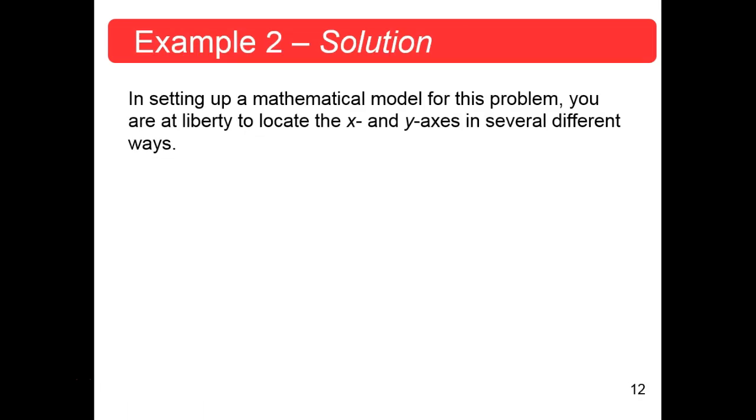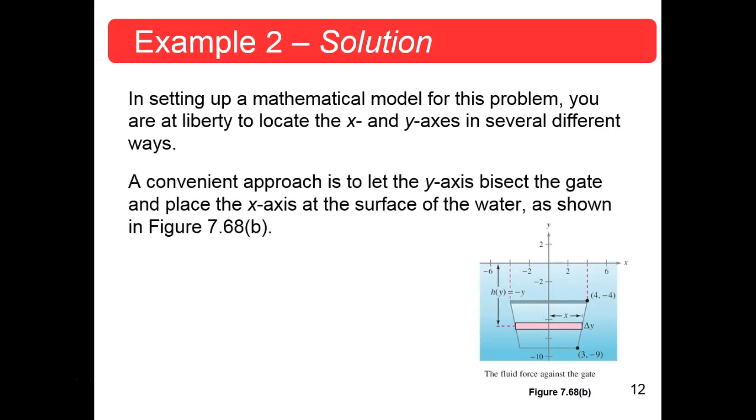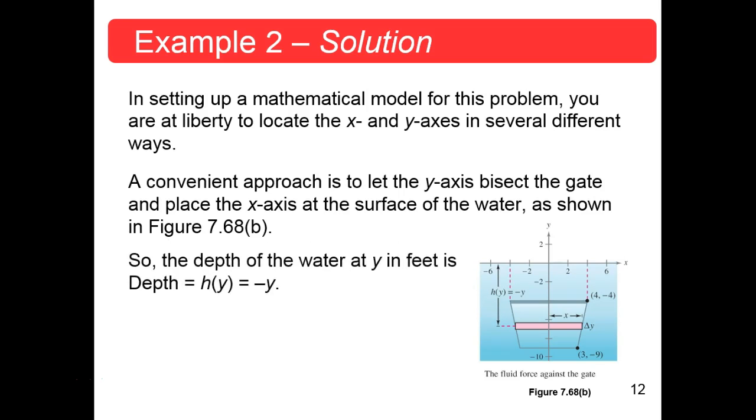Setting up the mathematical model for your problem. You're at liberty to locate the x and y axes in several different ways. A convenient approach is to let the y-axis bisect the gate and place the x-axis at the surface of the water. Okay, so that's how we set it up. Now, the depth of the water at the gate is minus y. Up here it's minus 4, down here it's minus 9, and y is going from minus 9 to minus 4, so the depth is the opposite of that, minus y.